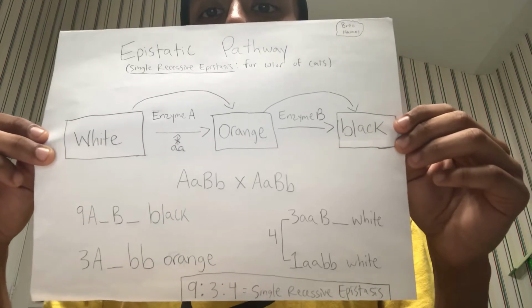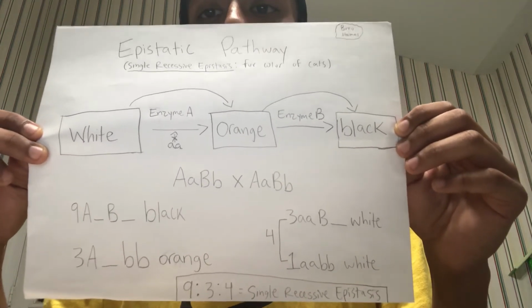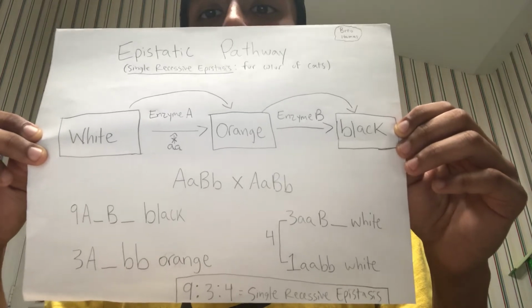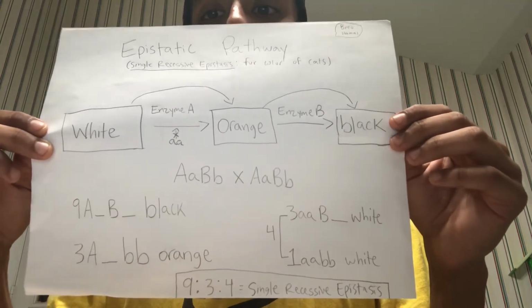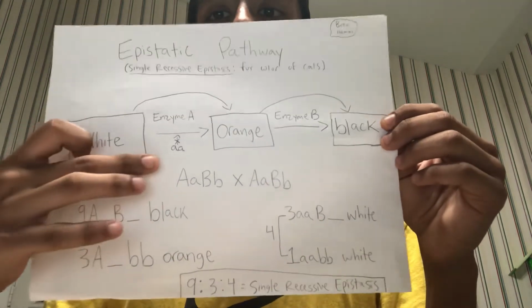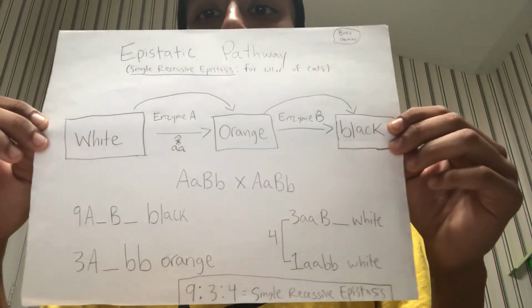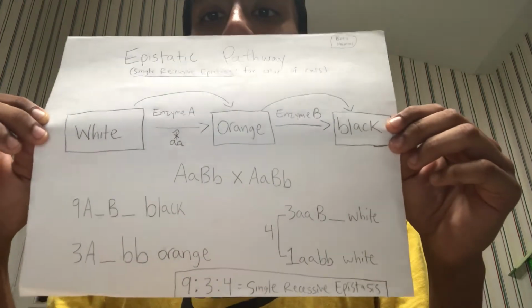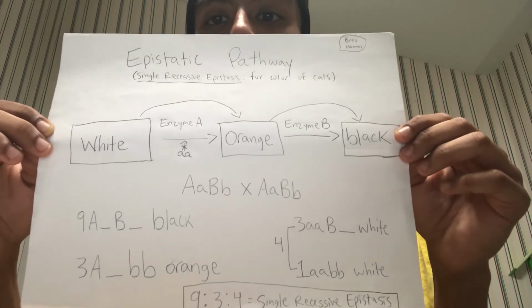Having both big A and big B leads 9 of them to be black. 3 of them are orange because they have the big A but do not have the big B, while the other 4 are white because they have the 2 little A's. The 2 little A's here are epistatic to the others. Through this pathway, we get a 9:3:4 ratio, giving us single recessive epistasis.